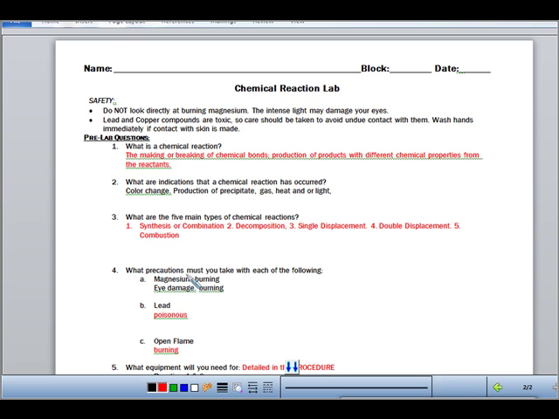It says, what are the 5 main types of chemical reactions? Synthesis or combustion, same thing. Decomposition is the opposite of synthesis, which would be decomposition, right? Yes? 261, all right. Thank you. Page 261 in the textbook, okay?